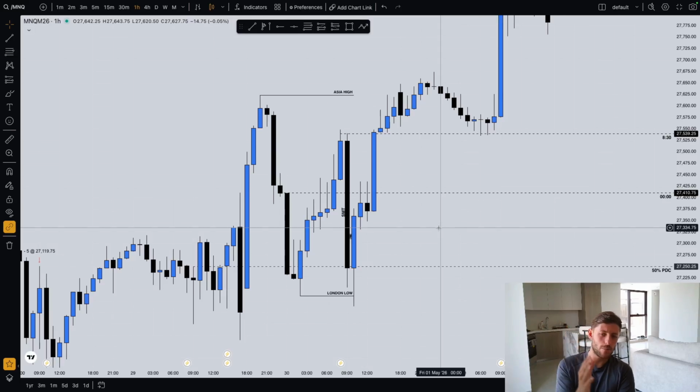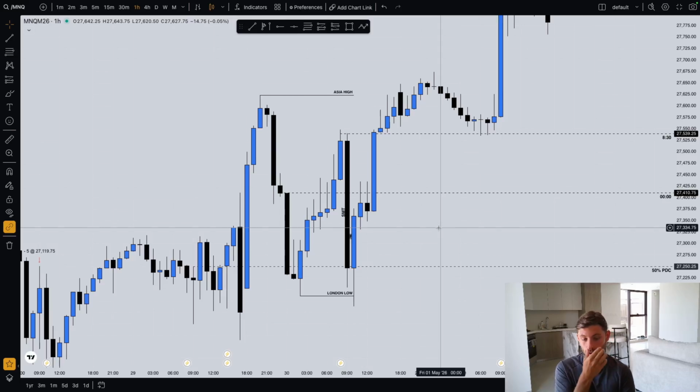So a lot of people get very caught up on the lower time frame because things are moving very quick. To your eye, you think that there's a lot going on, but actually you need to make sure that your higher time frame aligns with the lower time frame, because you can get burnt very, very quickly. So that is rule number 1.